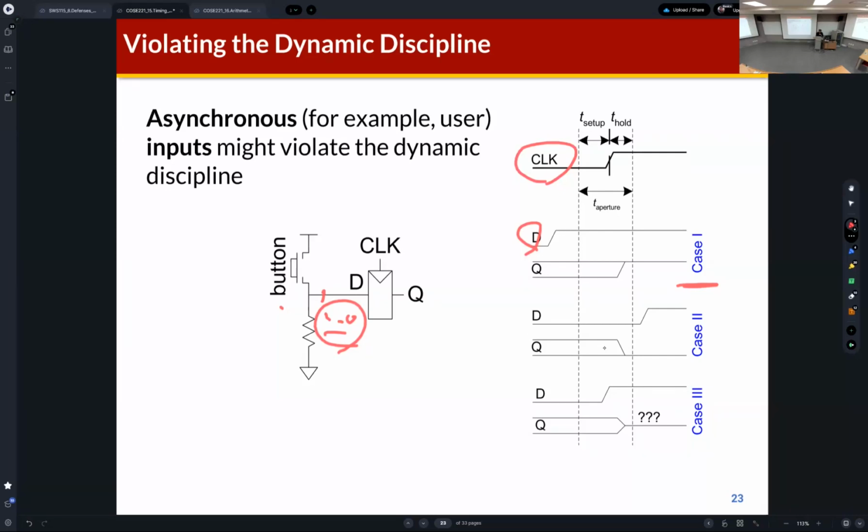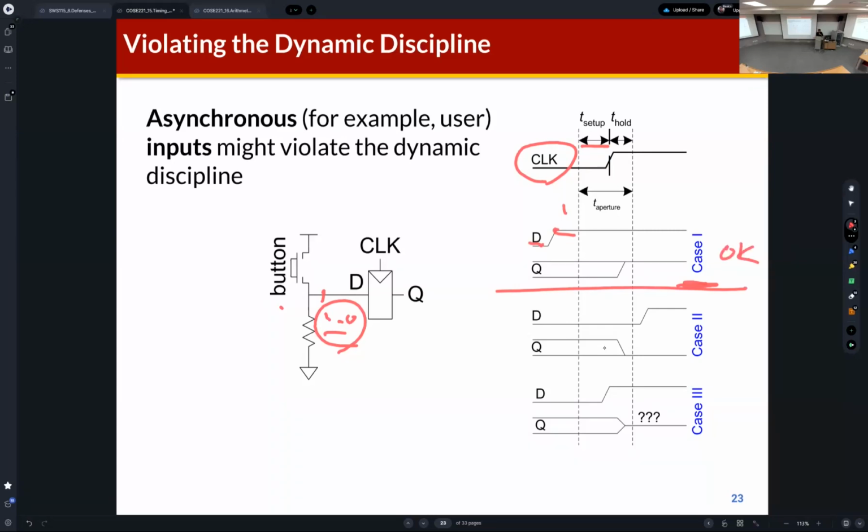If this D signal is determined before the setup time, this is case 1. D is stabilized. D becomes 1 before the setup time of the D flip-flop, right? Then it will work properly. It will work correctly because this case does not violate the setup time constraint, right? So this is okay.